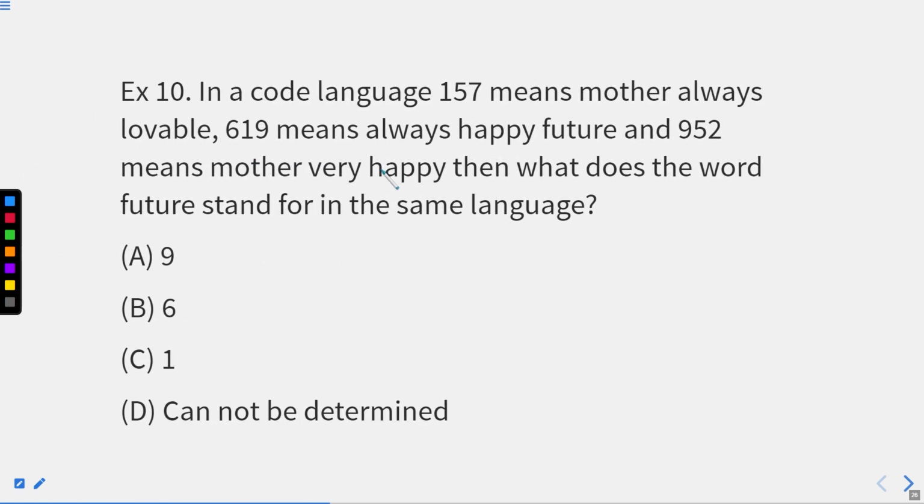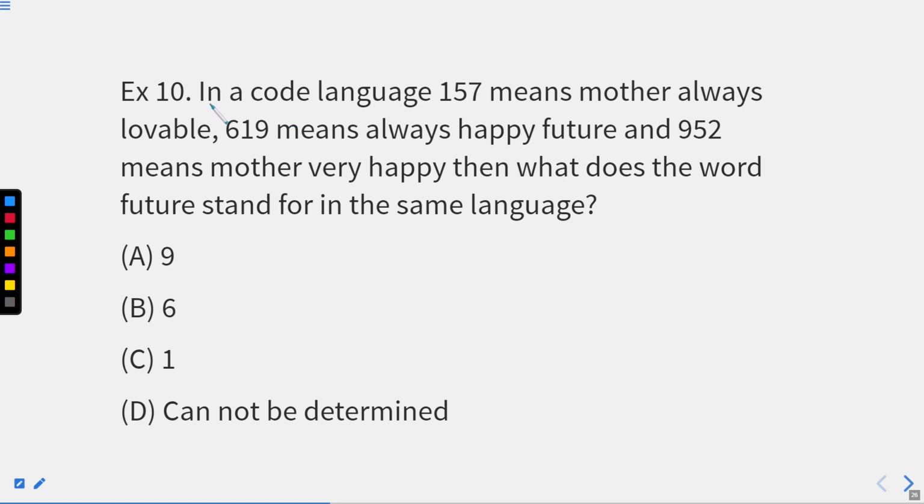Okay. Now move to the next question. That is question number 10 with a different kind of concept. Eventually we are using numerical letters, we are using alphabets in order to get closer to our answer, in order to find the concept behind it.